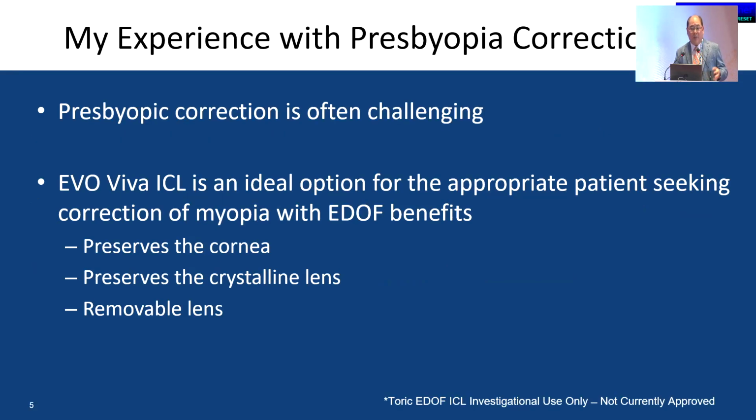So presbyopia, as we know, is challenging because patients want good far and good near with no side effects, which is not true. There's always a downside, there's always a compromise. But the Viva ICL preserves the cornea and the lens. So that's one of the advantages we want to keep.